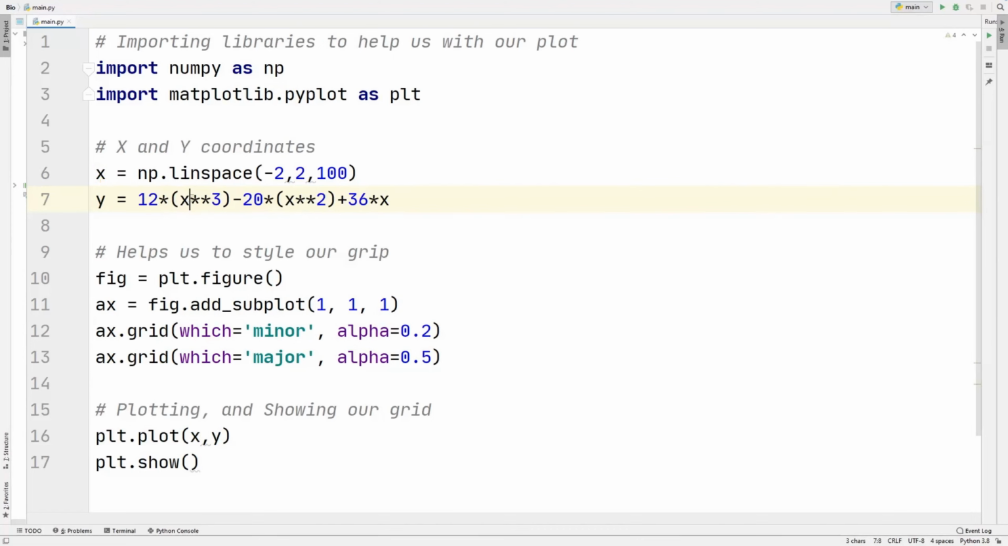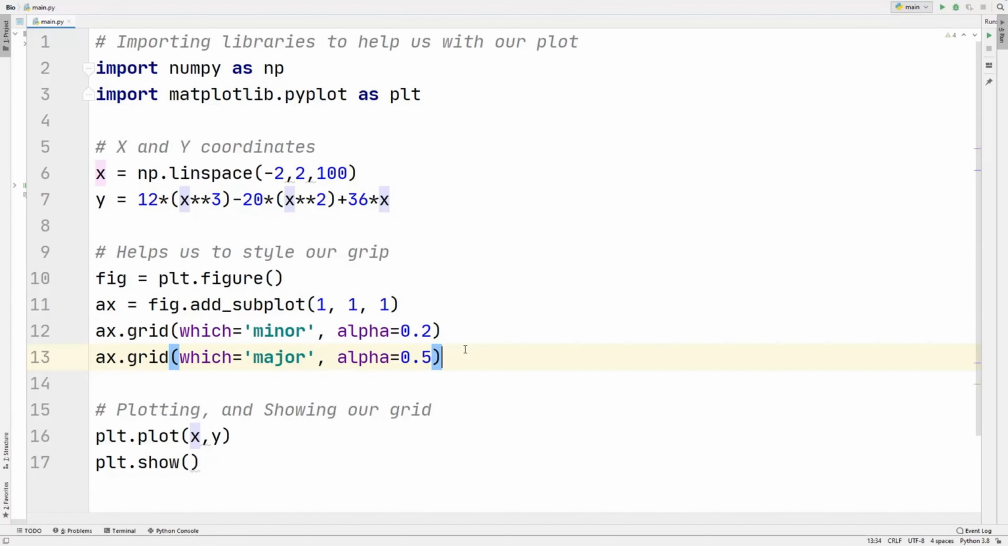And in Python, to raise to a power we have to use the double multiplication sign. I just put it in brackets here so it'll be easier for us to see and it's not such a big mess. We're basically doing 12 times x to the power of 3, then minus 20 times x to the power of 2, then plus 36 times x. And this is our polynomial, and we're going to be plotting that.